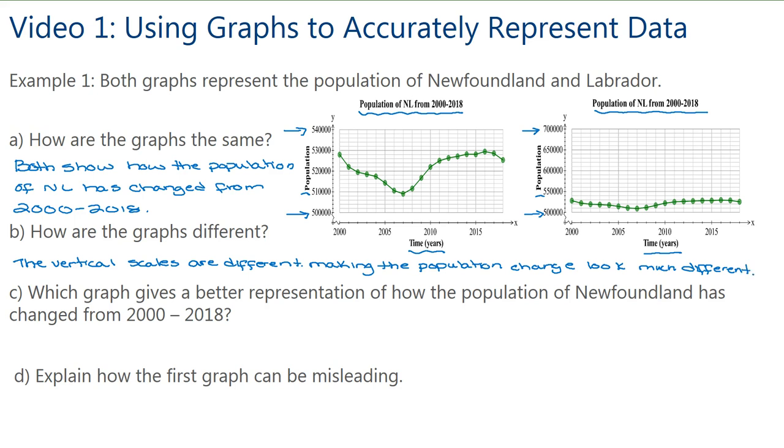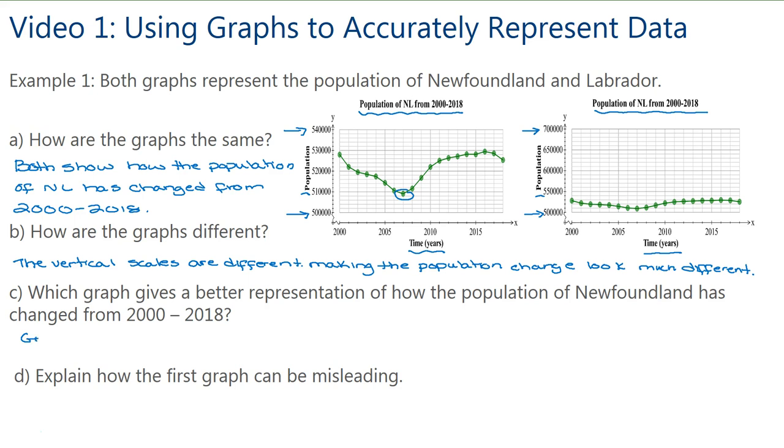Now, which graph gives a better representation of how the population of Newfoundland has changed from 2000 to 2018? Well, I'm going to say that graph A suggests there was a big drop around 2007, which is not really true if you look at graph B, so that better represents the population change.